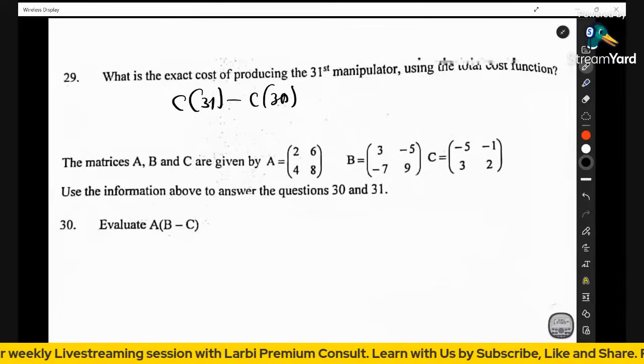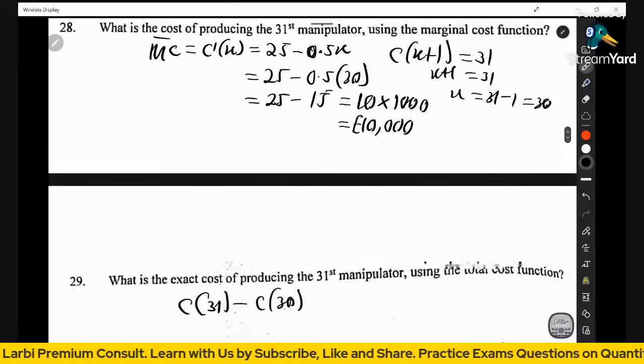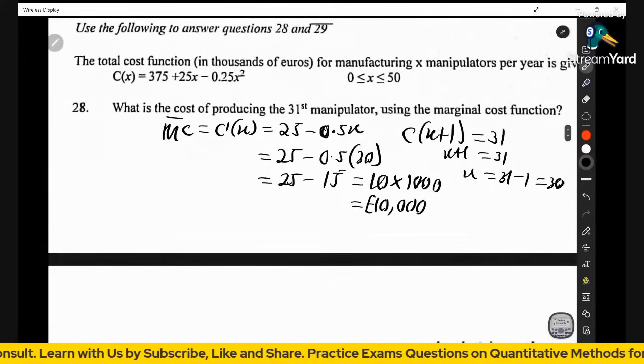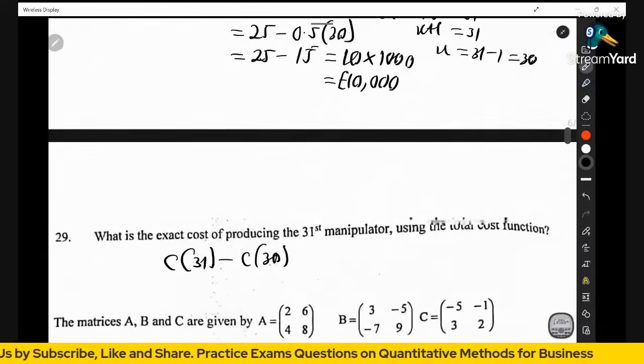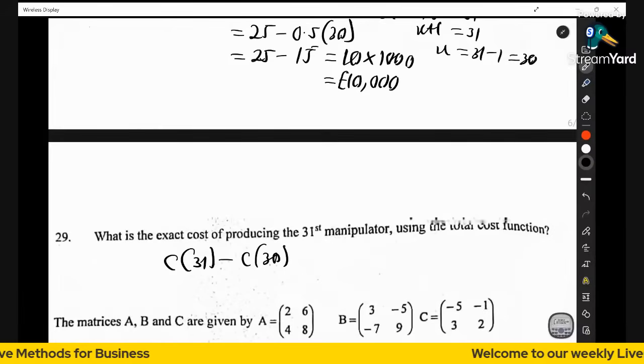Okay, so this is what you're going to do. You substitute 31 in the cost function, which is this. And then you also come back and substitute 30 in this same cost function. After that, whatever you get for the two, you take the difference between the two and you are good to go. Okay, so let's take note of that.